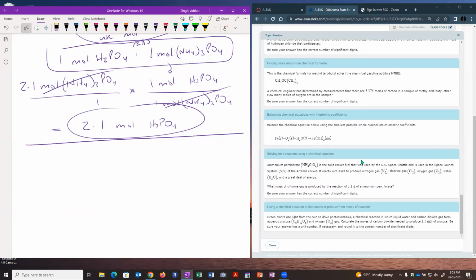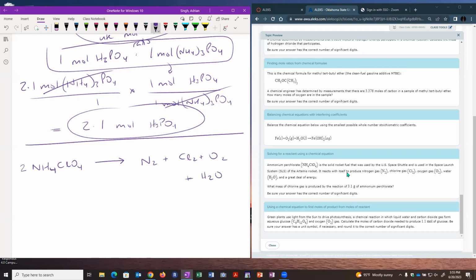So it says ammonium perchlorate is a solid rocket fuel that's used in the space shuttle, and in the launch of the Artemis rocket. So it reacts with itself. All right, so we have NH4ClO4, and if it's reacting with itself, that means we're going to have 2 of it to produce, now our arrow, nitrogen gas, chlorine gas, Cl2, oxygen gas, and then we also have H2O.